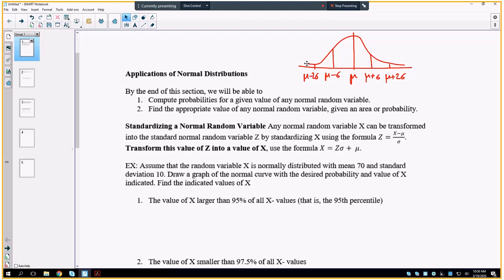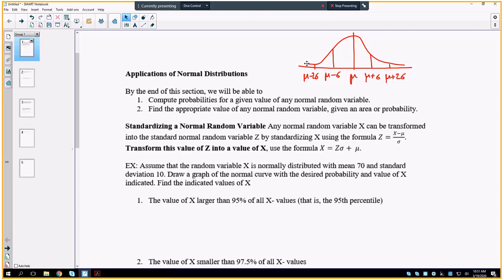We're going to refer now to the standard normal curve, and I'll explain what that is in just a little bit. But I want to remind you that our learning objectives for the day are to compute probabilities for a given value of any normal random variable. And conversely, if we have the probability, we're going to compute the value of the random variable.